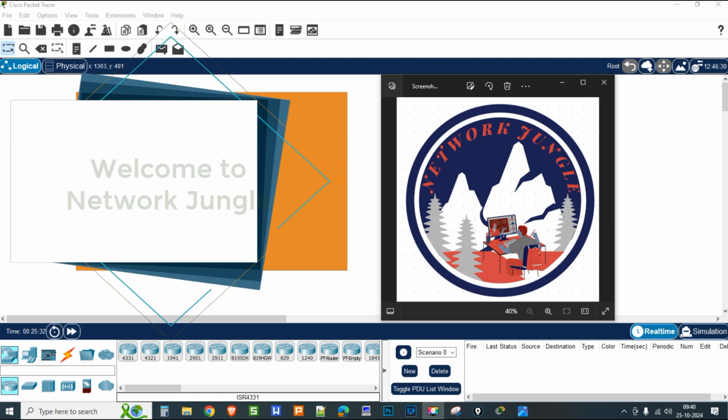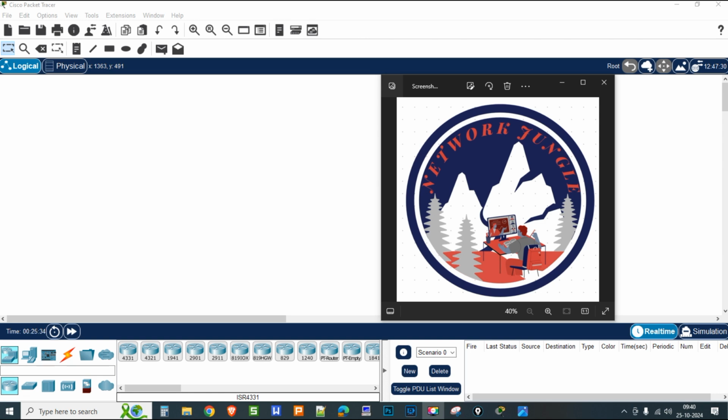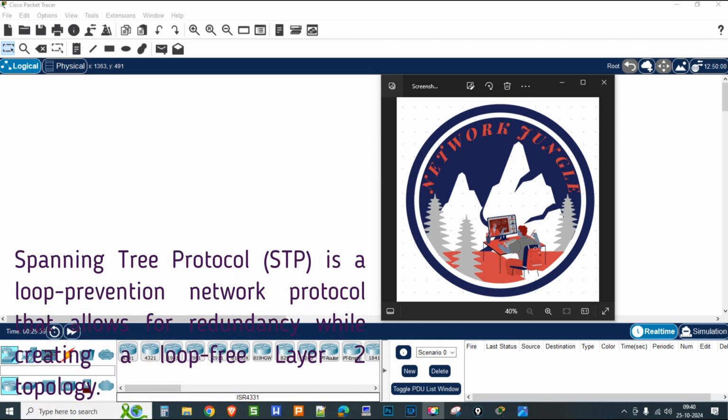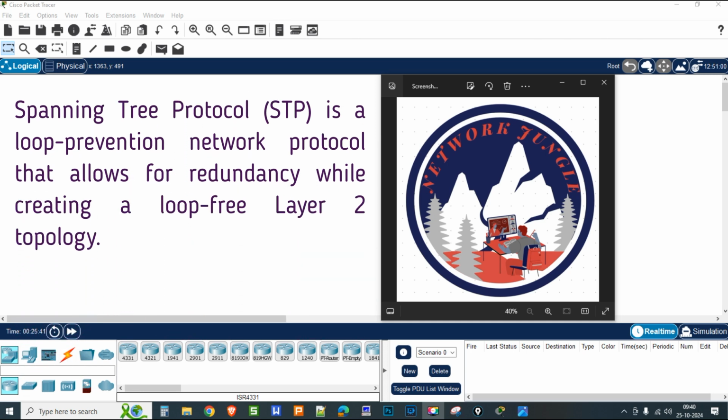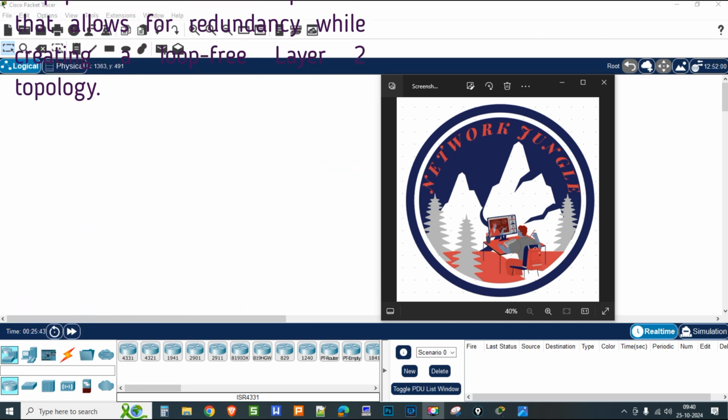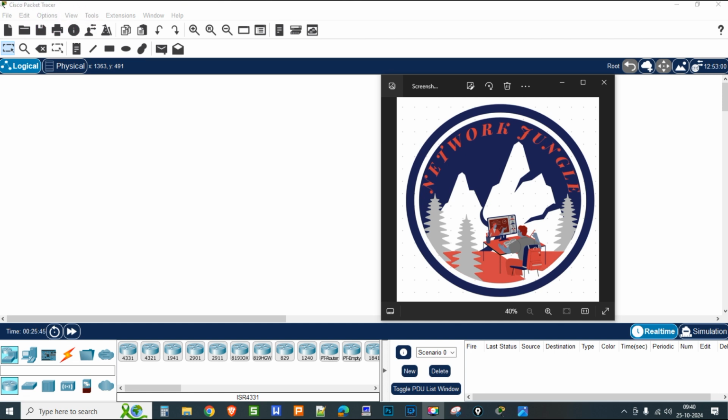Let's begin. Today we will discuss the STP protocol. STP is nothing but Spanning Tree Protocol. When a loop occurs in a layer 2 network, it can prevent it. Why does a loop happen in a layer 2 network?